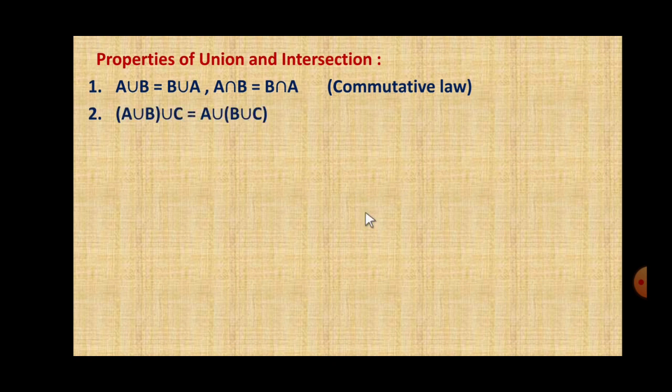Next, second property, (A union B) union C equal to A union (B union C). And for intersection, (A intersection B) intersection C equal to A intersection (B intersection C). So these two terms are equal, okay, for union as well as for intersection. So this property we call the associative law.